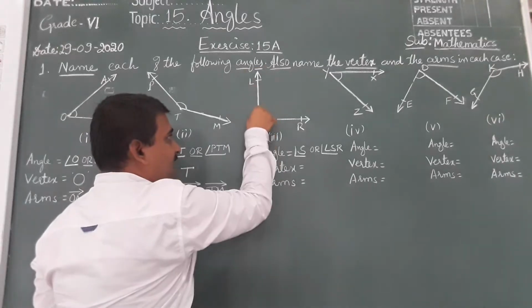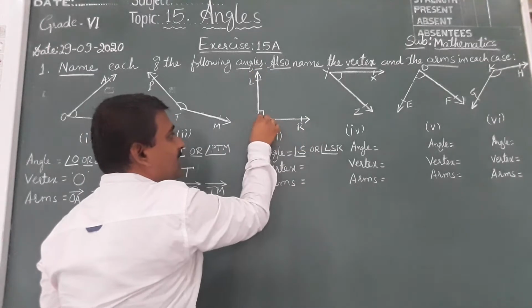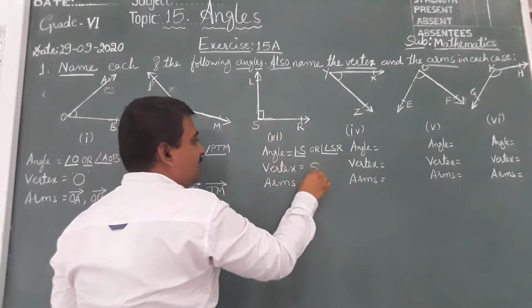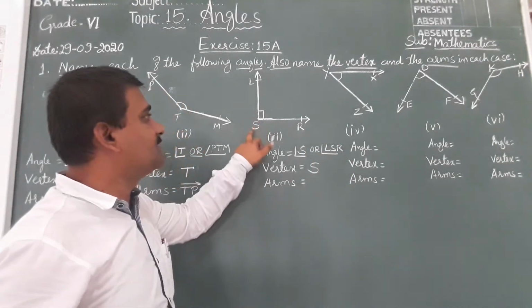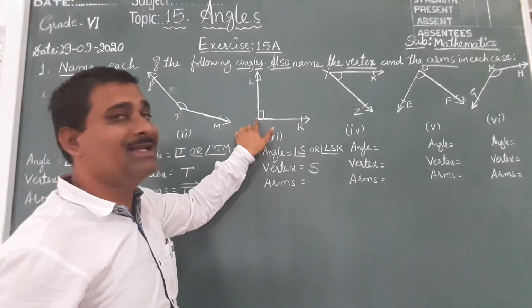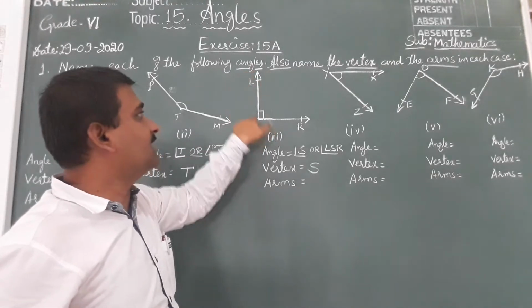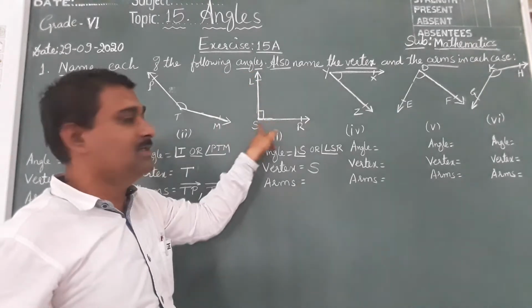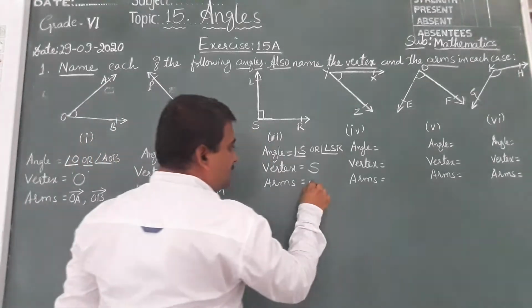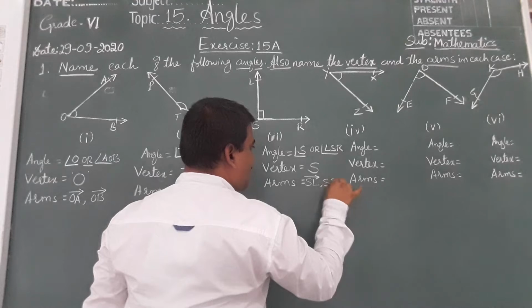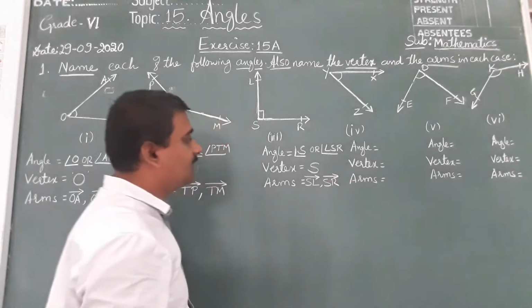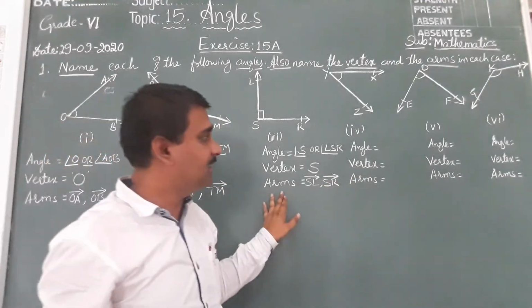Vertex, this ray and this ray both are meeting at point S. So S is the vertex. Arms, like this children, ray is moving like this. So SL and SR. SL, comma SR are the arms, right?